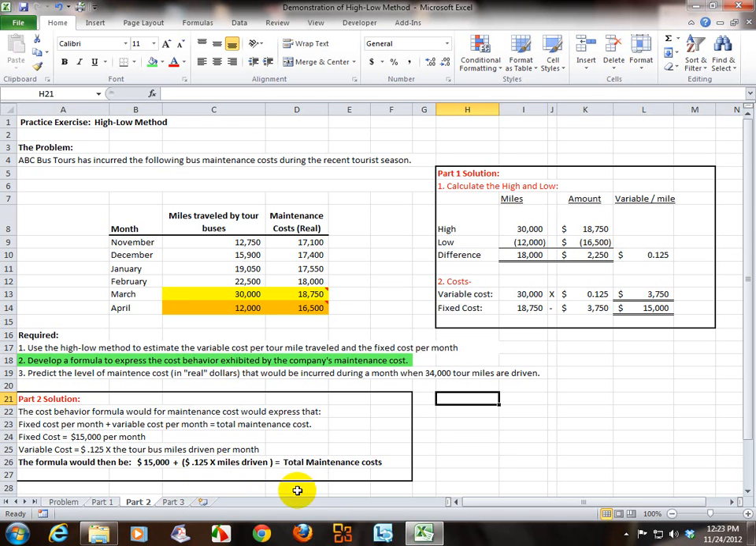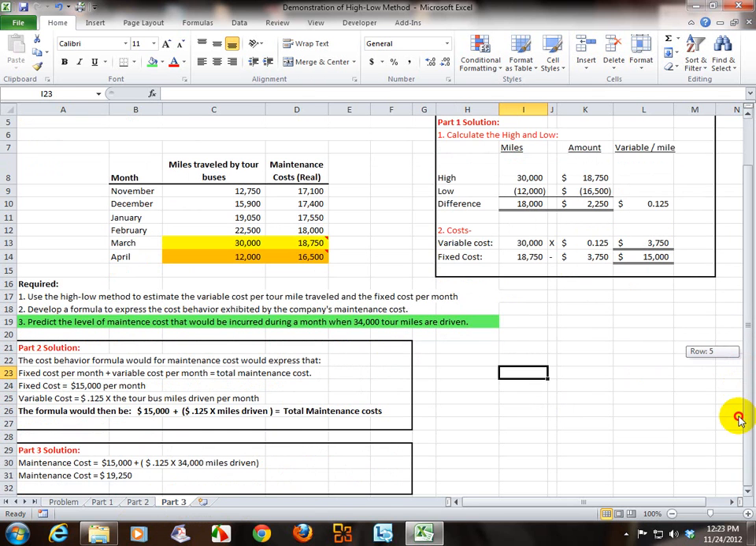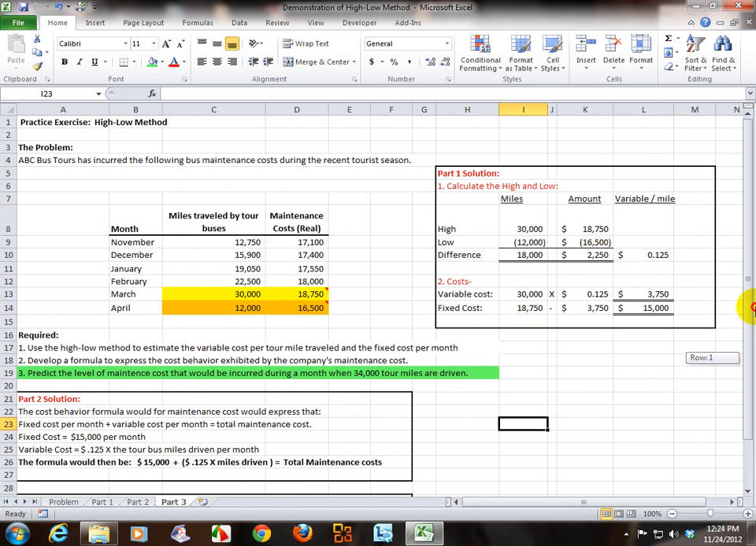That's our formula. Moving on to part three, we'll then see what it would cost us if we run 34,000 miles. For 34,000 miles, we would add $15,000 plus the 12.5 cents times the 34,000, and we will get $19,250 as our total cost in a month where we would drive 34,000 miles. I hope this has been helpful in showing you how to use the high-low method to allocate costs between variable and fixed.